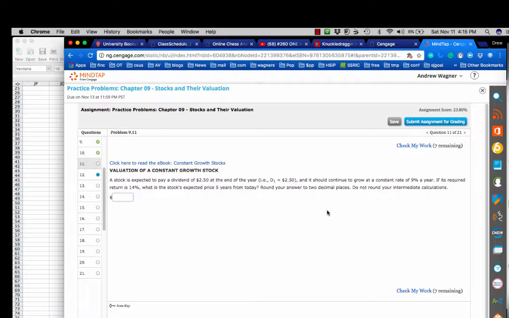So first, I would find P sub 0, P naught, as D1 over r minus g. So 2.5 over 14% minus 9%, which is 0.05. So 2.5 over 0.05 is 50, would be today's price.